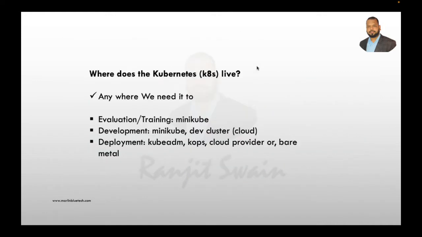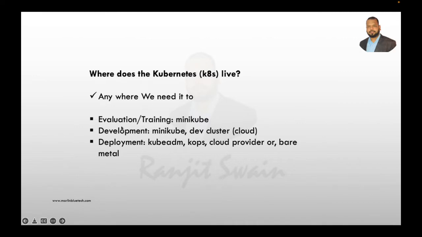Okay, so the next thing is, 1 second. So where does Kubernetes live? The short form of Kubernetes is K8s. If you see here, K, and after that, between K and S, there are 8 letters: 1 2 3 4 5 6 7 8. That's why they have given the name K8s, Kubernetes. And the pronunciation of K8s also sounds like Kubernetes.